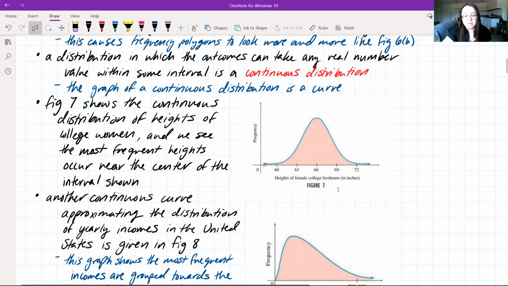So we see that figure 7 here is actually representing the continuous distribution of heights of college women. And we see that the most frequent heights occur near the center of the interval. And this is because we see here at the center, which is about 66, I believe this is in inches, that this is going to be the most frequent height. So our curve reaches its peak point at the most frequent interval.